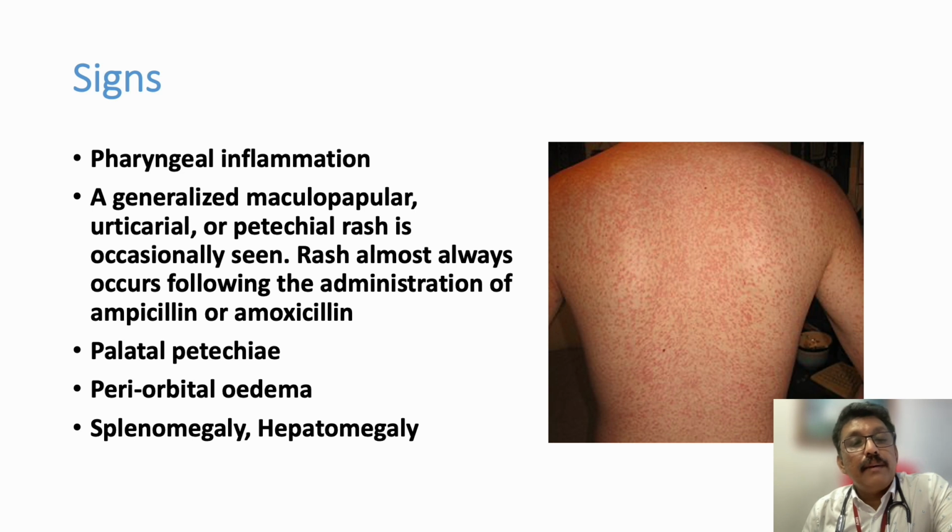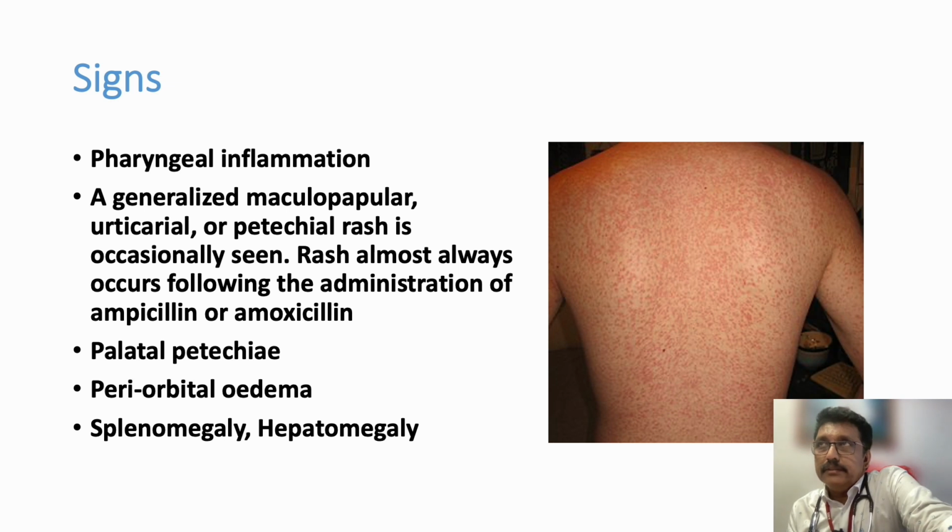Palatal petechiae or palatal rashes are very common in infectious mononucleosis. Periorbital edema is seen in many types of viral fevers, including infectious mononucleosis. Splenomegaly and hepatomegaly: this virus mainly affects the lymphatic system or lymphoreticular system of the body. So spleen and liver will also be enlarged. If you take Hodgkin's disease or non-Hodgkin's lymphoma, there also all these features will occur. Patient will have high degree fever, cervical lymphadenopathy, hepatosplenomegaly.